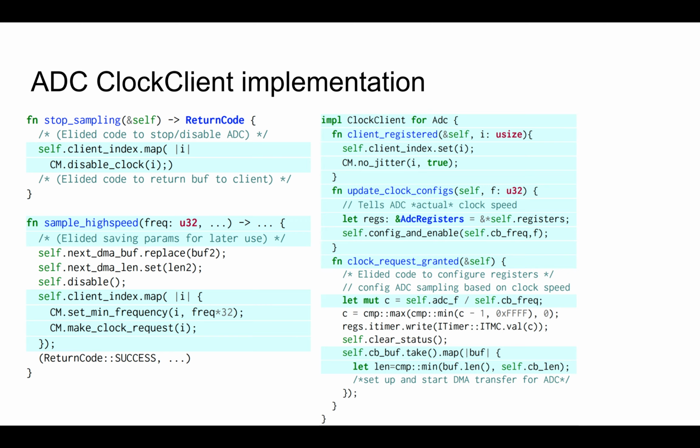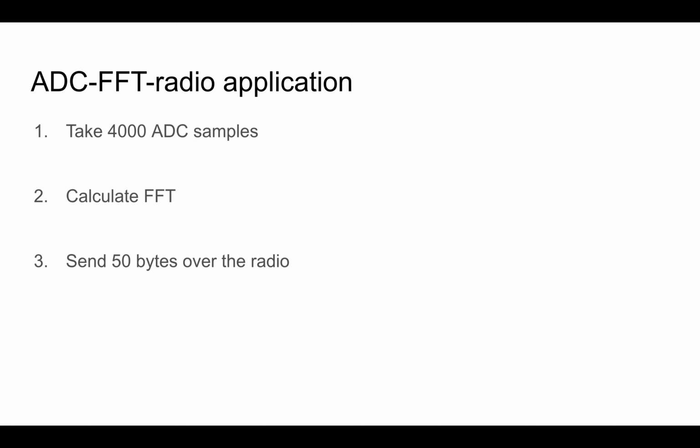This slide shows that only a small amount of code is required for a driver to implement ClockClient. The main change is splitting a clock-dependent operation into a make-clock request portion and a clock request granted callback portion. We now evaluate PowerClocks. Unless stated otherwise, evaluation is done on the MX development board. We first evaluate it on a typical sensor application. This application takes 4,000 ADC samples, calculates the FFT, and transmits data over the radio.